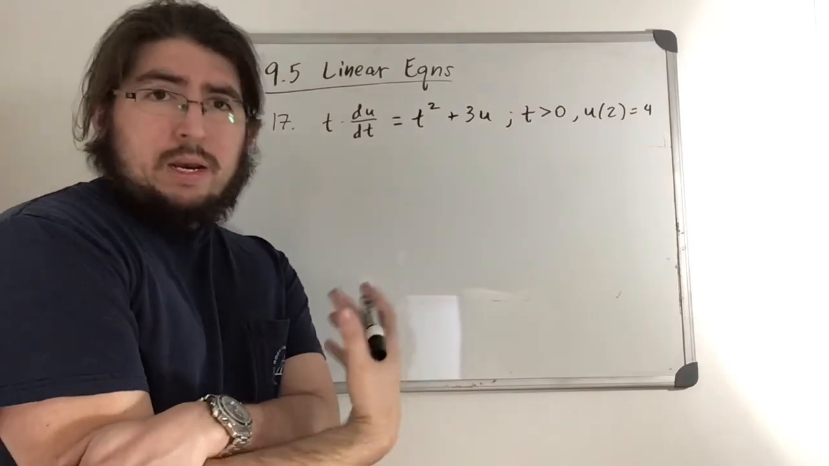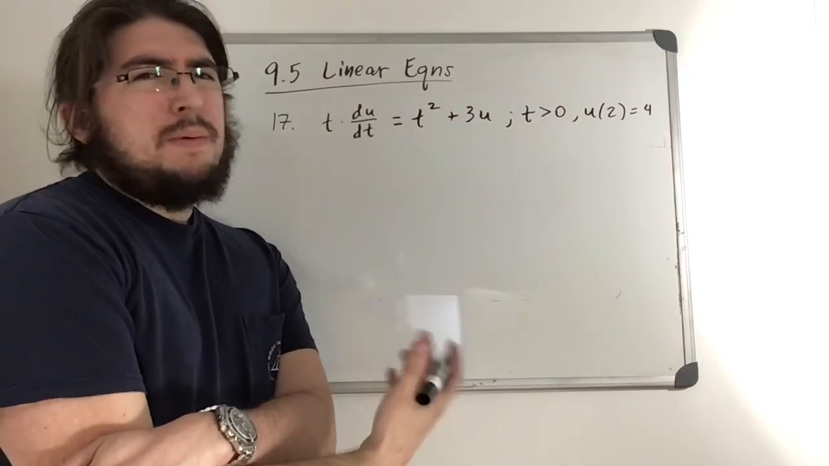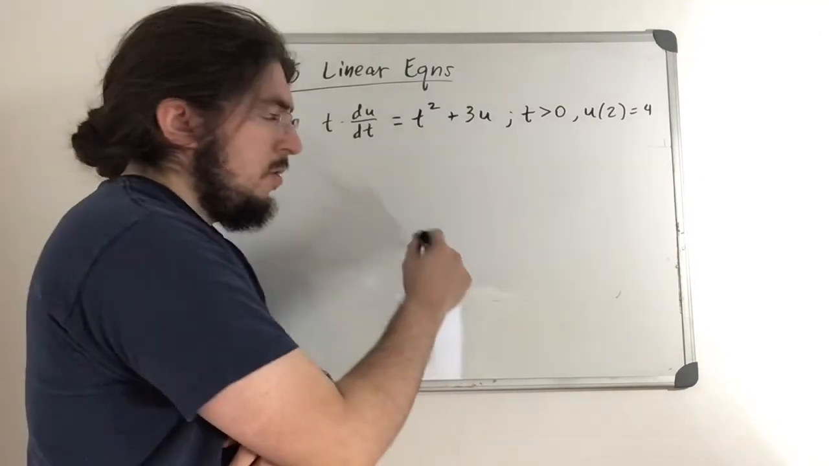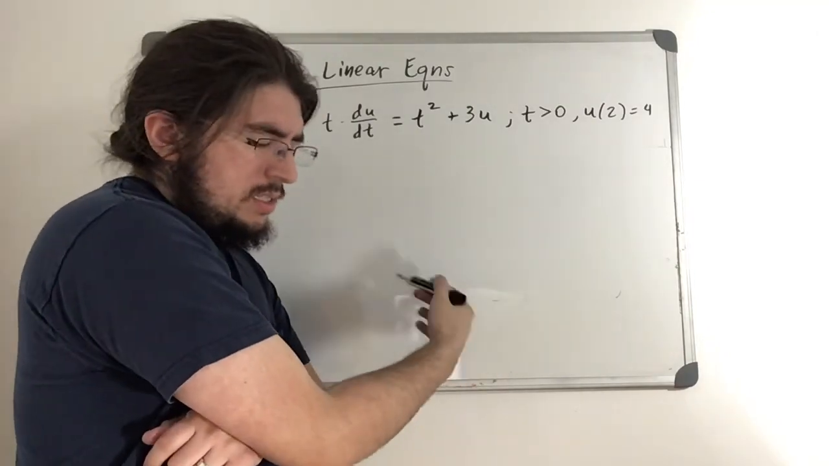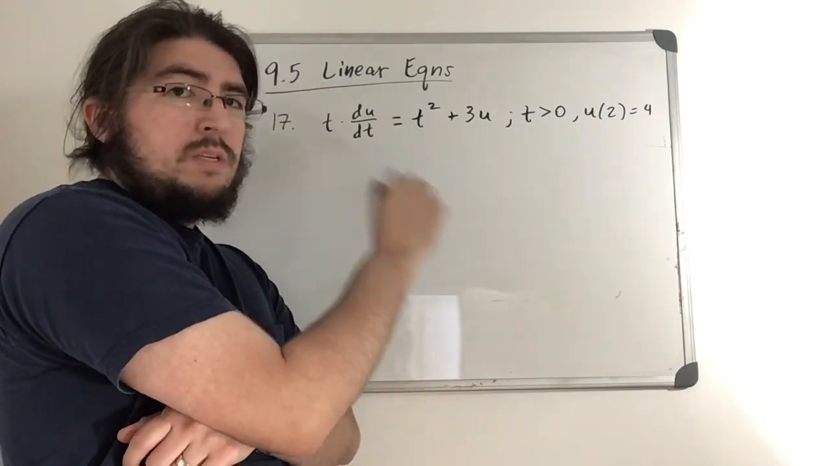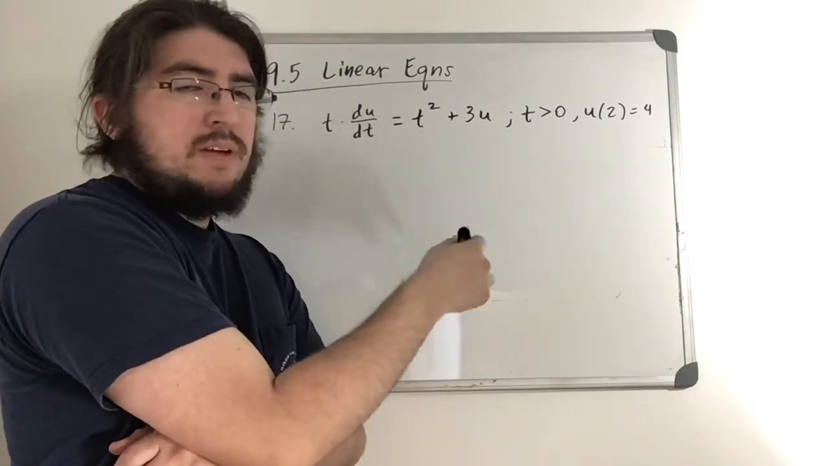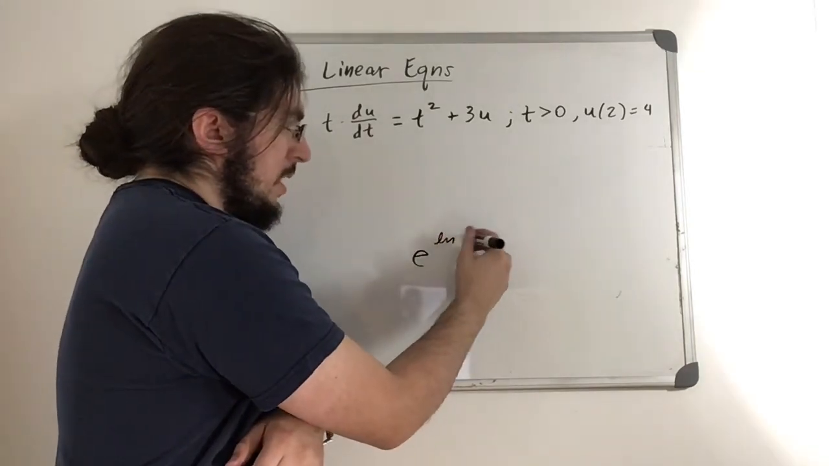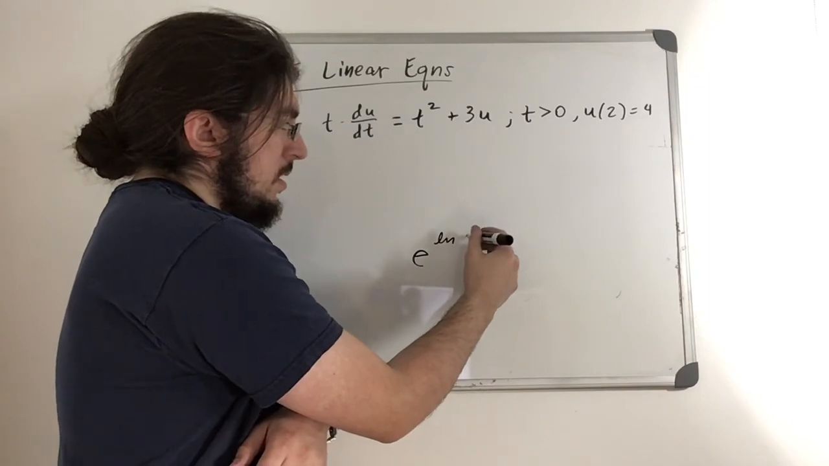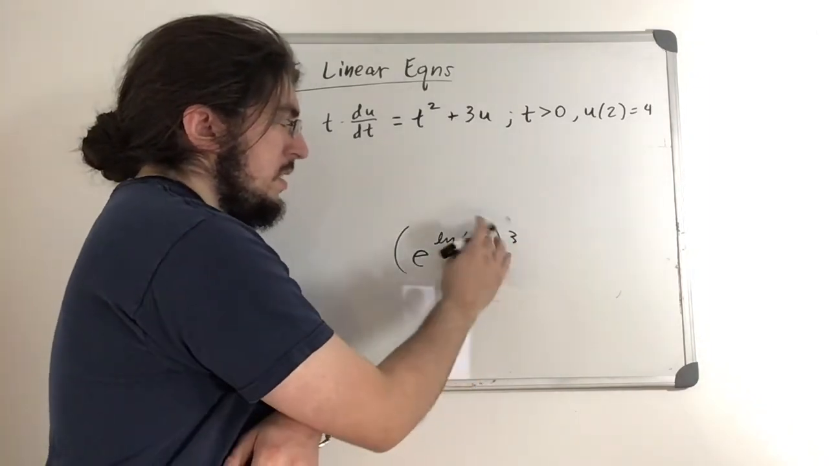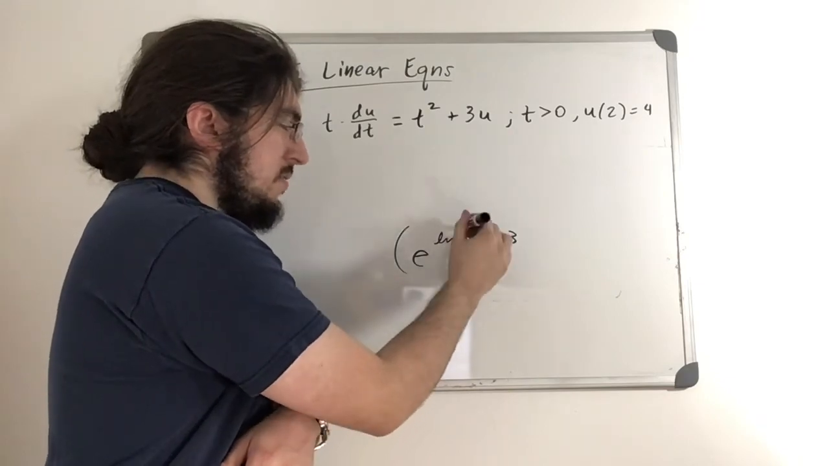First off, when they gave us t is bigger than 0, I believe the only reason for doing that was so that when the e and ln of t canceled, we would just get positive t, because the absolute value of t would just be t. So we ended up getting something like this, to the ln of t cubed. Technically it would be ln of absolute value of t.